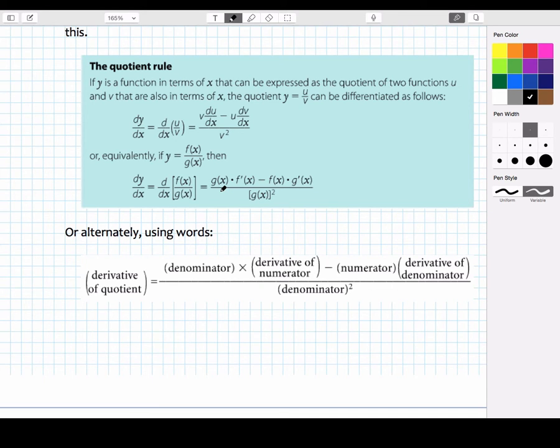Or if we want to talk about it in function notation, if we call our quotient f of x divided by g of x, then it's g times f dash minus f times g dash, all over g squared. That's it. Alternatively, using words, the derivative of the quotient is the denominator times the derivative of the numerator minus the numerator times the derivative of the denominator, all divided by the square of the denominator.